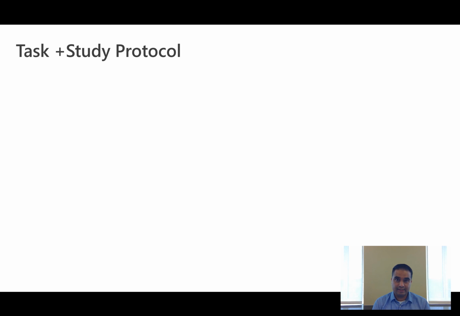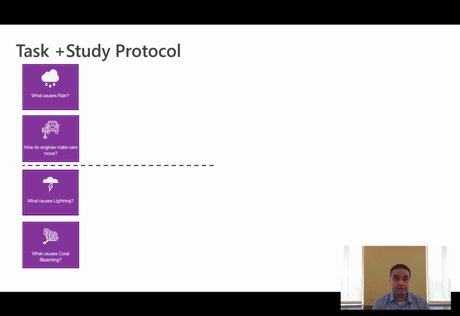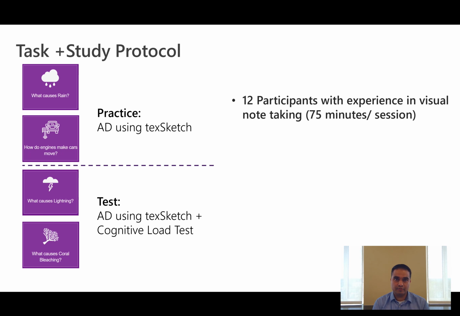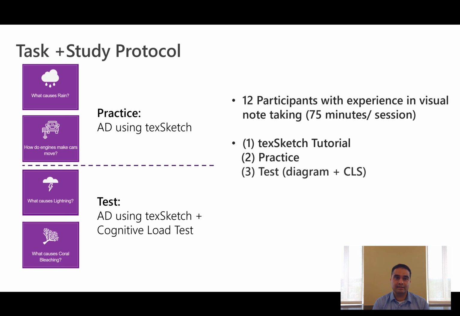To evaluate texSketch, we used the same tasks from the probe study. The first two texts were used as practice, and then we tested participants using the text about lightning and coral bleaching. We recruited 12 participants for the study with prior experience in visual note-taking. We provided them with a brief tutorial of texSketch, and then they engaged in the practice and the test task. After each task, they filled out a cognitive load survey. Finally, they responded to a usability questionnaire and participated in informal feedback.